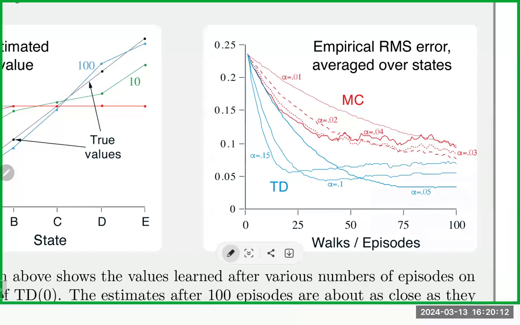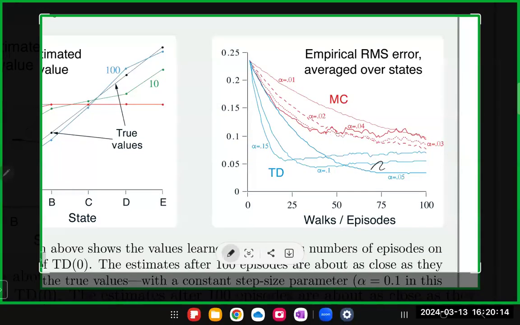Right? You can see this, right? For example, for alpha equal to 0.5, this is the curve for t. Initially, when alpha equal to 0.5, they're plotting the error here. The error is the difference between the true values and the estimated values. The x-axis is, after so many episodes, what is the error? The error is the mean square error between the true values and the estimated values.